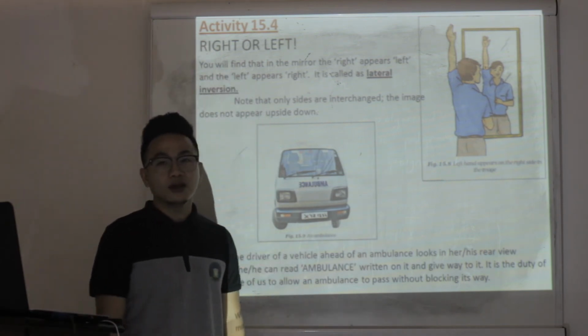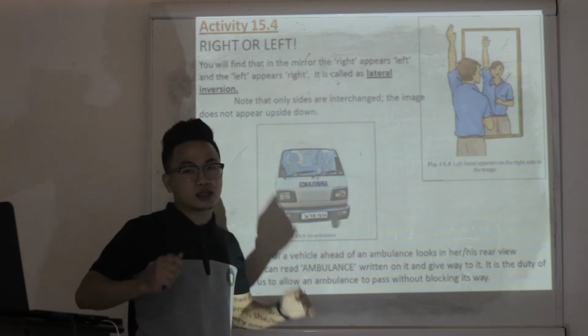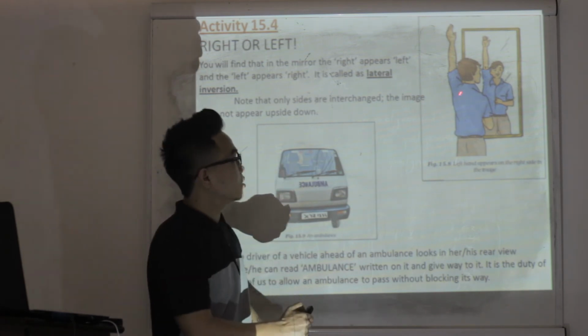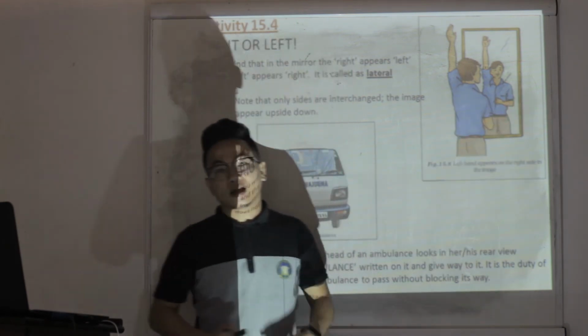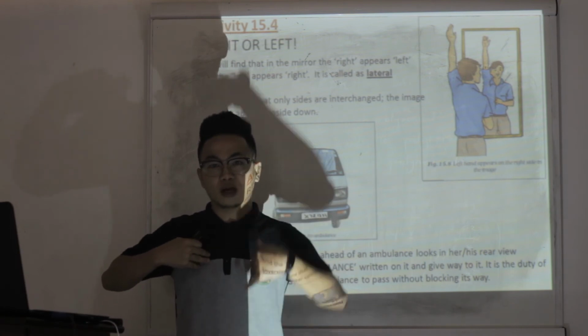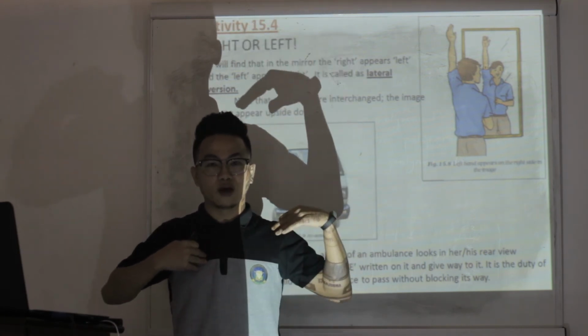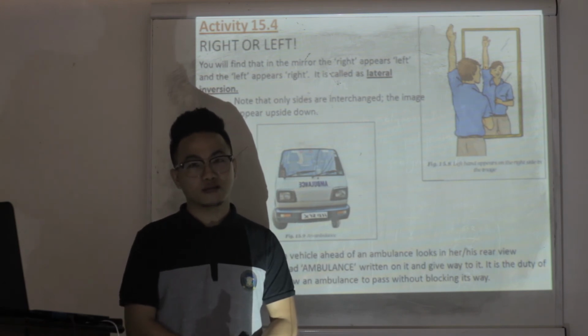Okay, next up, Activity 15.5. You can see yourself, and this is the object, this is the image. It appears to look like left, it appears like right, right it appears like left. Those are known as the lateral inversions.